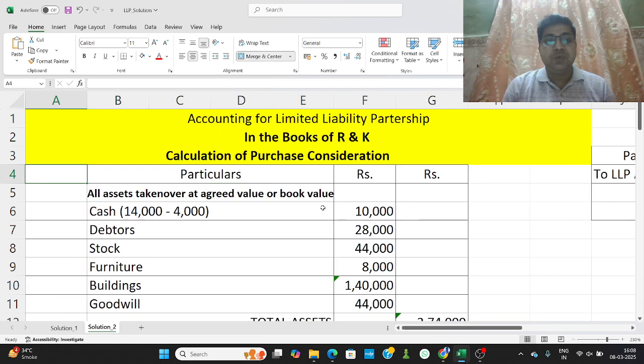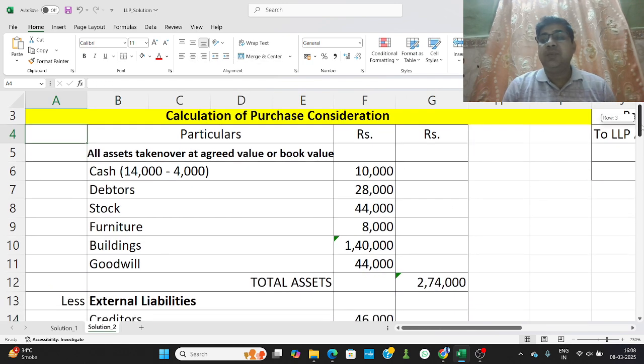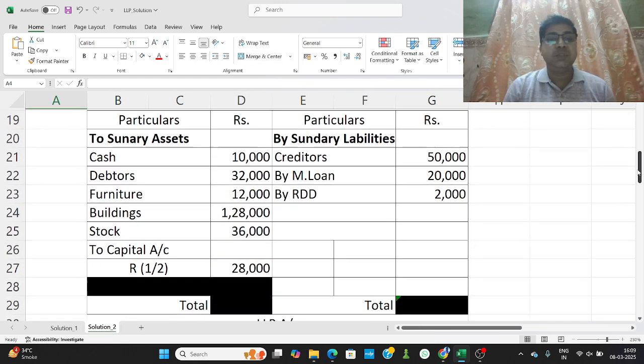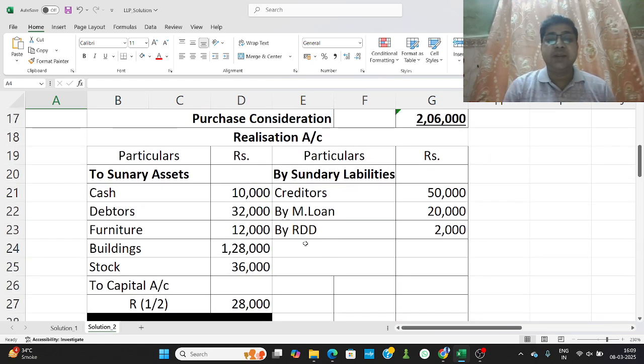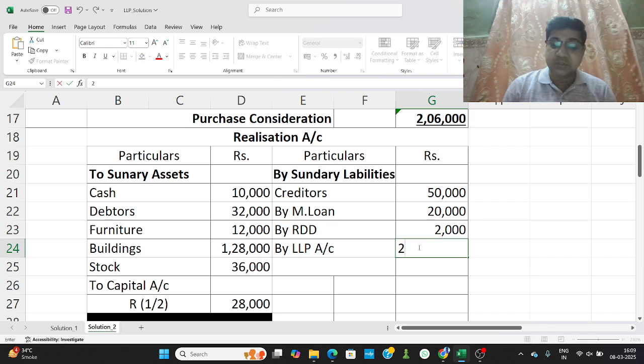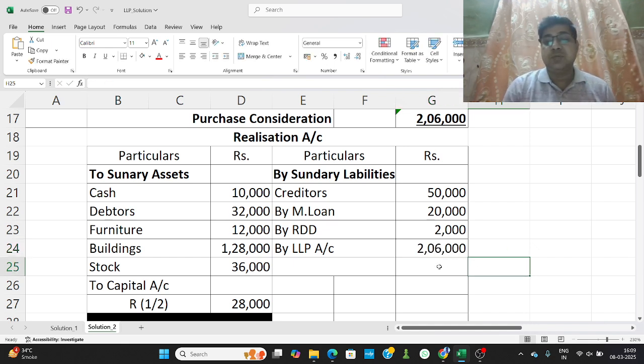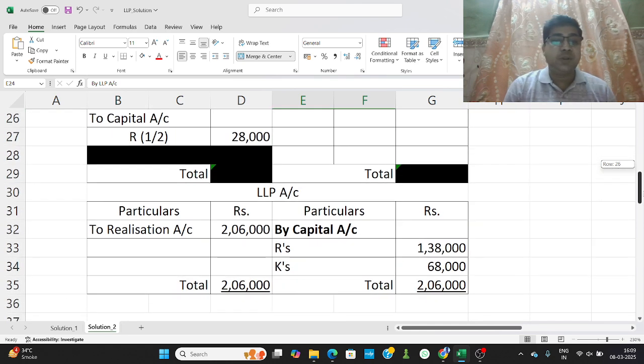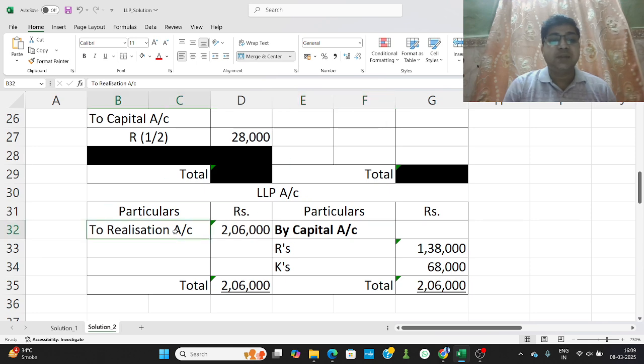Then after that, we have to write the purchase consideration value. We write it on the realization account credit side, by LLP account, and we put the total value of purchase consideration. We got the total purchase consideration 2,06,000 that we put against the LLP account. Always purchase consideration goes on the realization account credit side. And in the same way, we record it on the LLP account debit side, to realization 2,06,000.